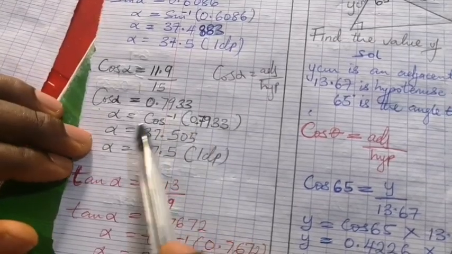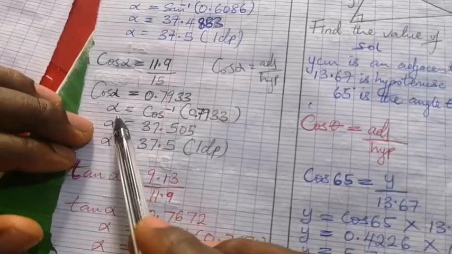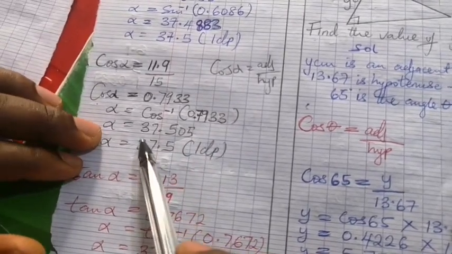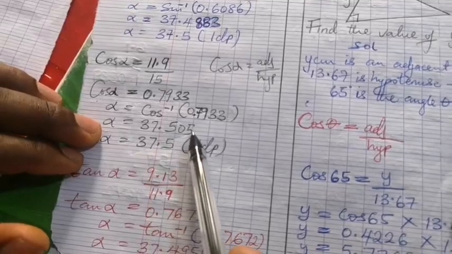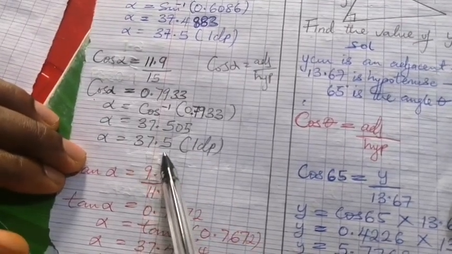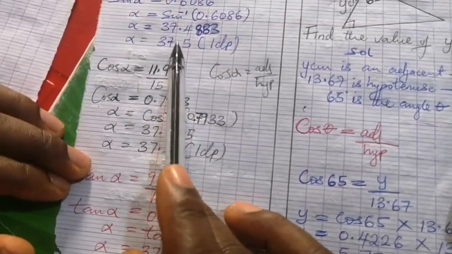0.7933. Like the same thing we did, since we're looking for alpha, we take cos inverse of 0.7933. It will give us 37.505, then approximately 37.5 to 1 decimal place, which is the same thing we got here.